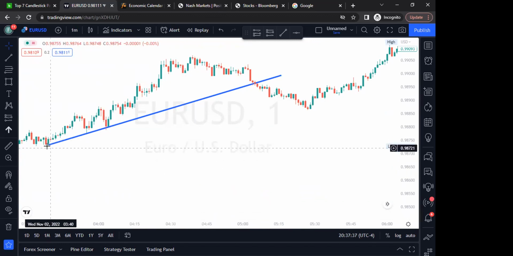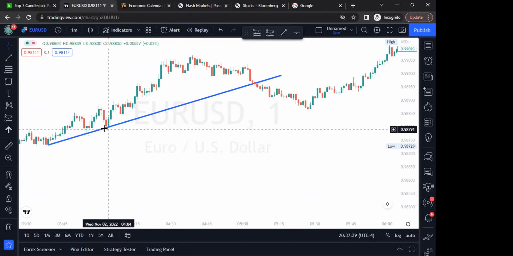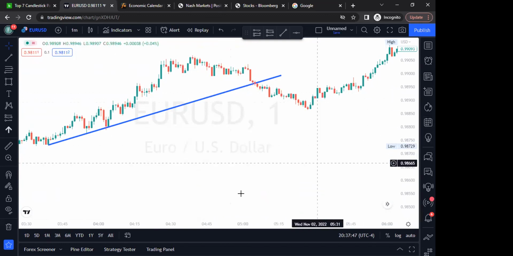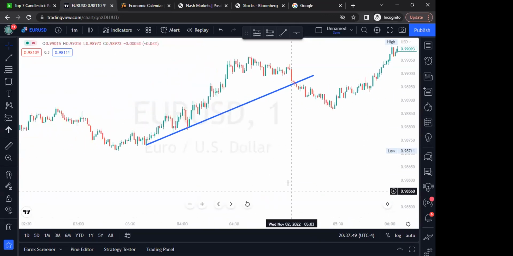So from right here, this is 1 touch, 2 touch, and 3 touch. Well, this is actually the 4th touch, but it broke on the 4th one, pretty much. So price does have to touch it more than once for it to be considered part of the trend.